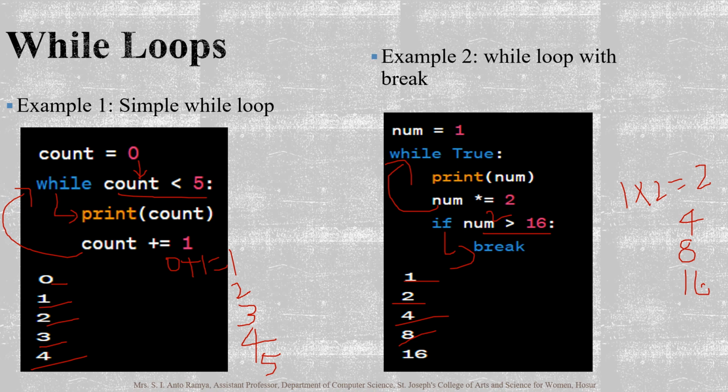So go back, print num. 16 has been printed. Now num into is equal to 2. 16 into 2 is going to be 32. If 32 greater than 16, yes, 32 is greater than 16, we are going to break. So we are going to come out of the loop. This is where the loop will end, because here we have not specified any condition. Only here we are going to break the loop.